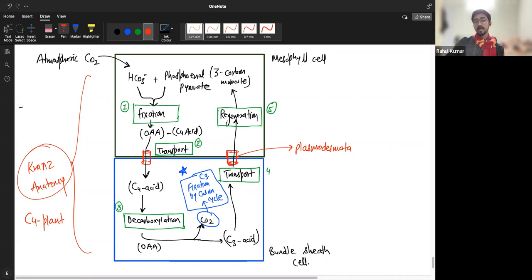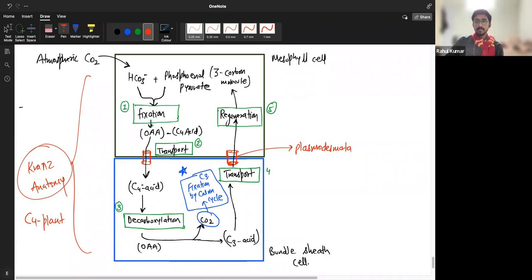So instead of RUBP, they made phosphoenol pyruvate, which is a 3-carbon molecule, receive the CO2 from the atmosphere in the form of HCO3 negative, bicarbonate, and fixed it into oxaloacetic acid. That's why we got the first stable product as a 4-carbon acid, because this was a false step. It is a sham. It is a scam. It is just temporary. It is just to transport it into the bundle sheath cells.